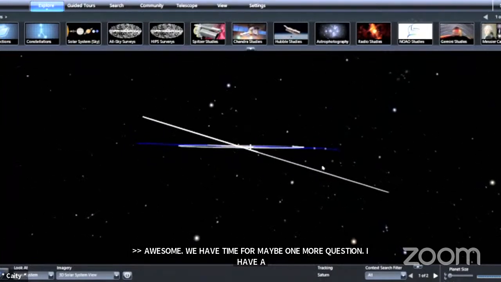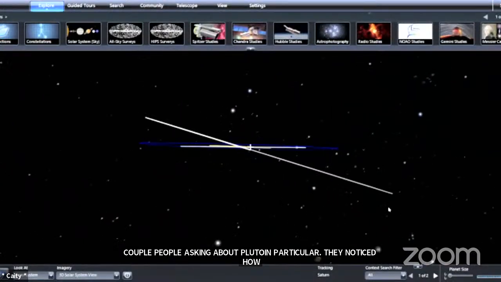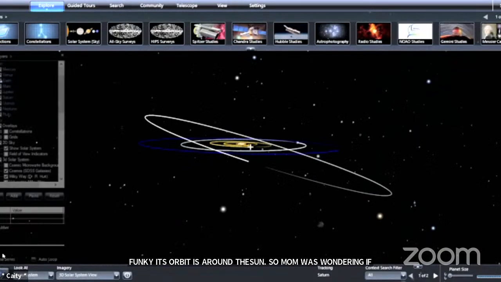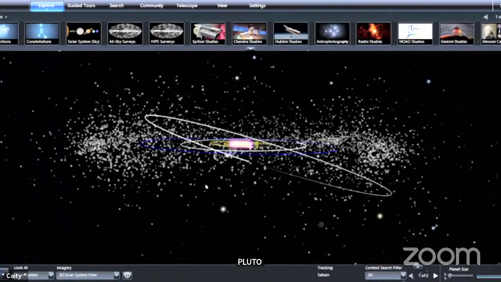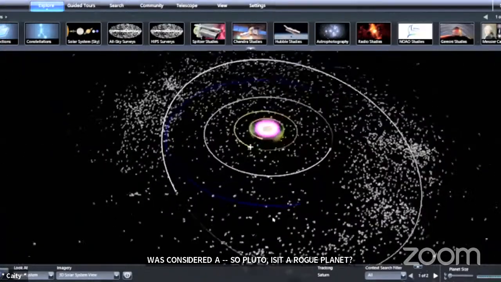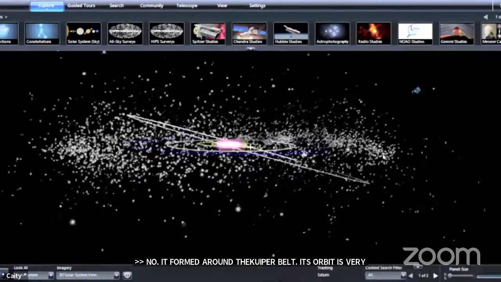No, because we know Pluto formed there. Pluto formed as part of the Kuiper belt. So Pluto's orbit is very, very normal for a Kuiper belt object. Kuiper belt objects have tilted oval orbits. They orbit out past Neptune. They're mostly made out of ice. And that all describes Pluto.